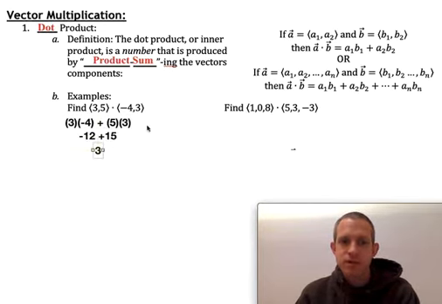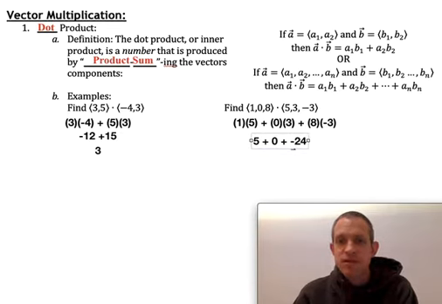The dot product is always a number, as opposed to tomorrow's lesson, which is the cross product, which gives us a vector. If you have a three-dimensional vector, you do the same sort of thing. You simply multiply things component by component. So for (1, 0, 8) and (5, 3, -3), we would multiply the 1 and the 5 together, the 0 and the 3 together, and the 8 and the -3 together. That would give us 5 plus 0 plus -24, which gives us -19.